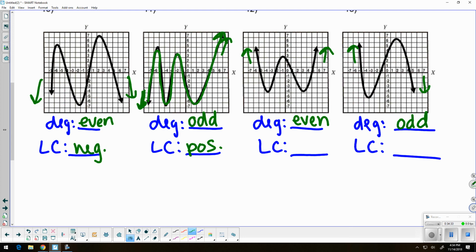Okay, whereas the next one, it's even and both sides are facing up, so that makes it easy. It's definitely positive. And the last one, it's just the opposite. It's flipped around from the two previous ones. So if you look back two graphs, right, it's odd. But since it starts facing up and it's ending facing down, that means you have a negative leading coefficient.